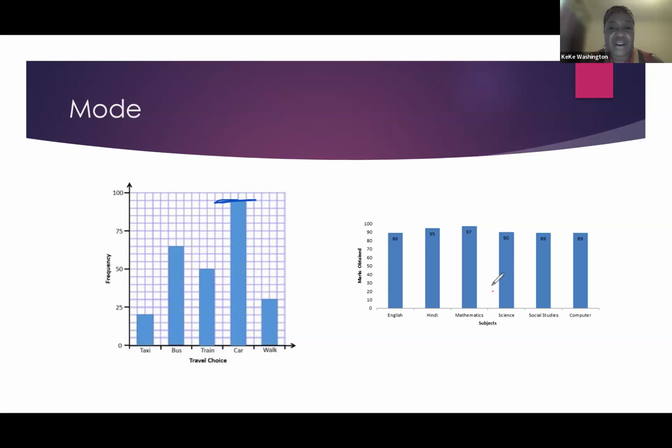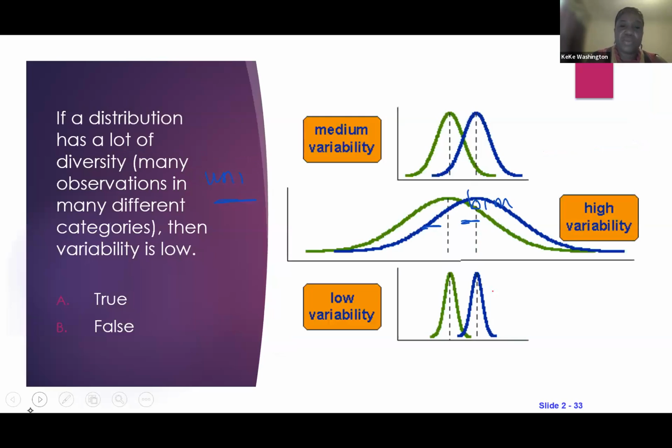But over here, when you're dealing with the subjects, if you notice, these two are very close together. So this would be considered unimodal, but this would be bimodal because the bars are roughly the same height. Okay, so that is how we look at mode for categorical variables.